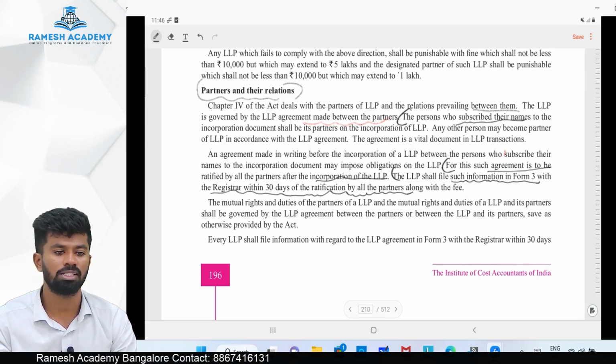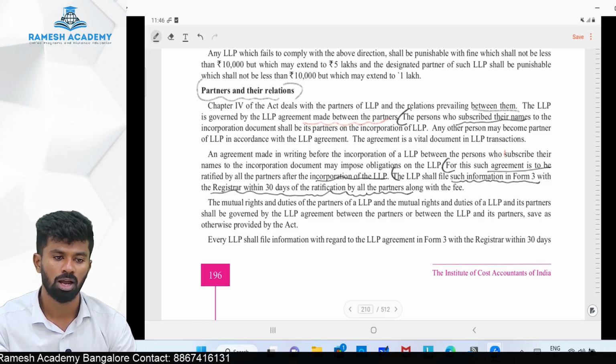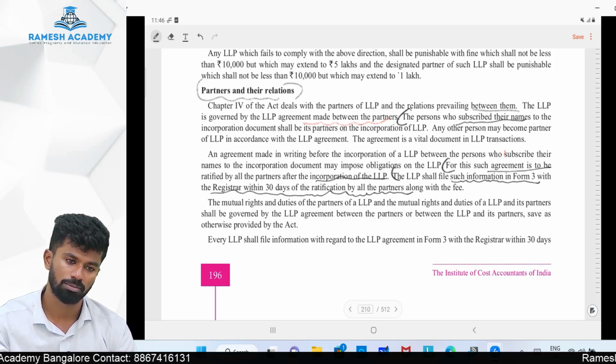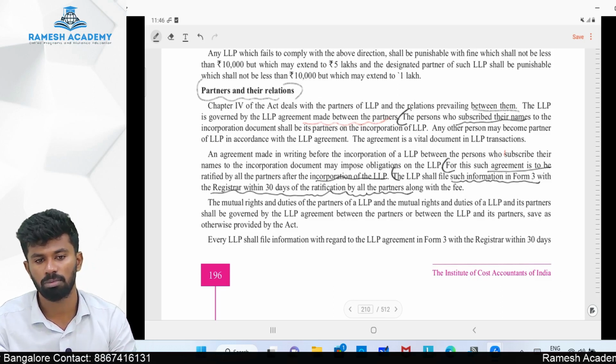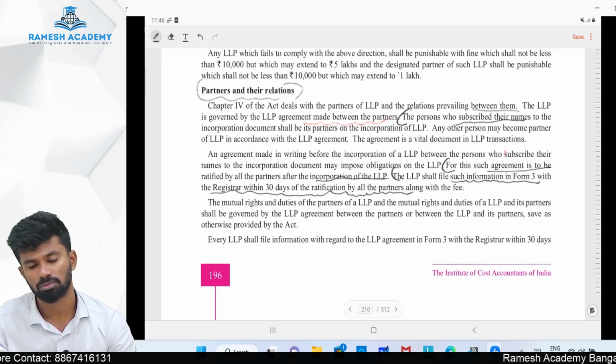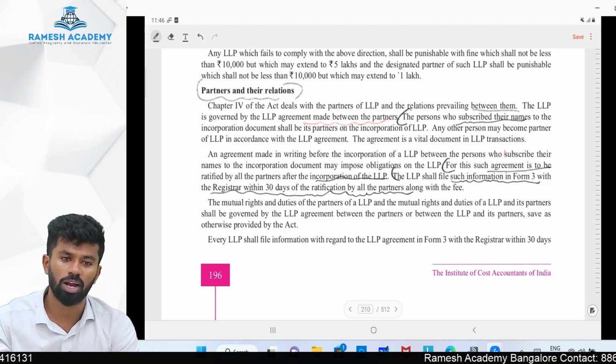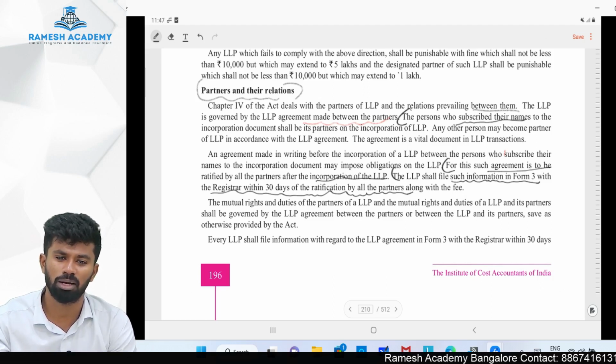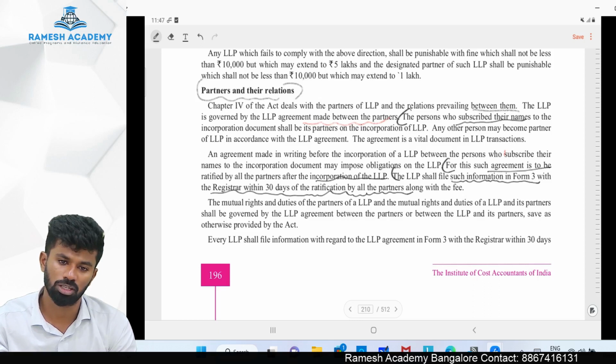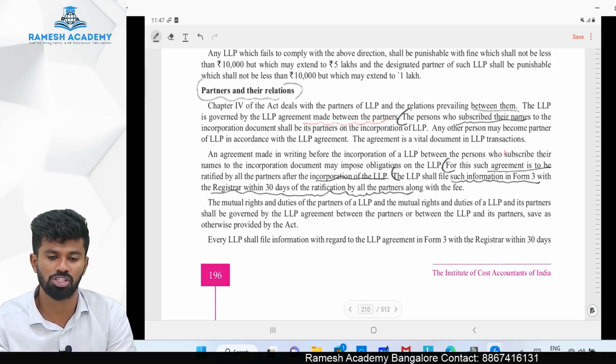Tell me, the rights and duties of the partners are governed by which agreement? What agreement? LLP agreement. Is the LLP agreement required to be filed with the ROC after incorporation? Yes. Within how many days of registration or incorporation?